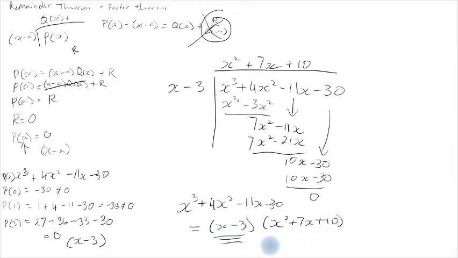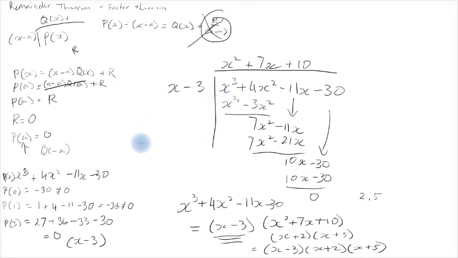Now you will of course notice that this is just a quadratic here, and if you use the thinking about it method and know that factors of 10 include 2 and 5, and 2 plus 5 is 7, you know that this bit here can be factorized into this. So if you want to fully factorize the whole thing, it's x minus 3, x plus 2, and x plus 5. And the whole thing has been factorized, which is really, really handy.